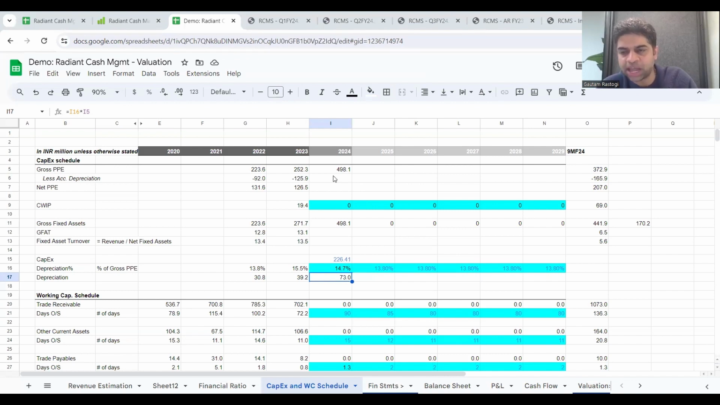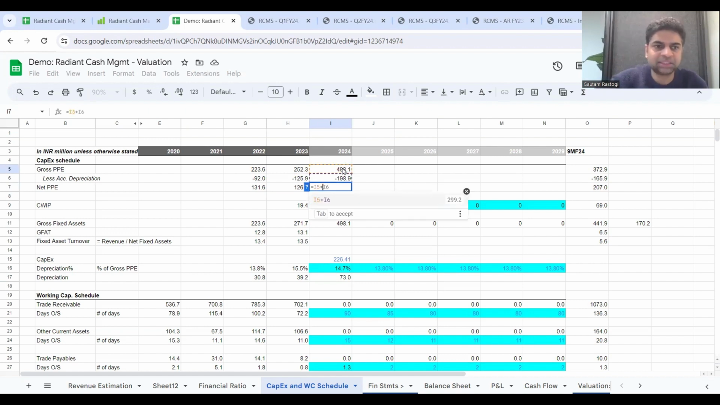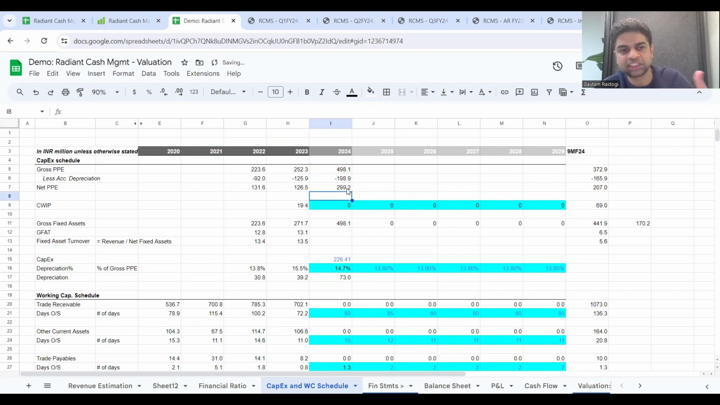Now I'll add it to my accumulated depreciation. तो पुराना depreciation लिया and then I add, or rather I subtract, क्योंकि it's negative. तो 125 plus 73 overall negative, तो इतना हो गया. Now तो मेरा net PPE कितना हो गया? Net PPE is gross PPE plus this negative accumulated depreciation. This is my net PPE and this would flow in my balance sheet.